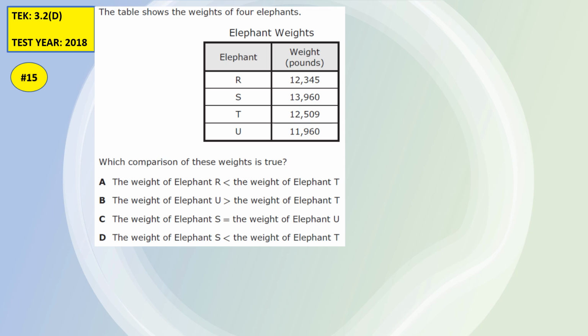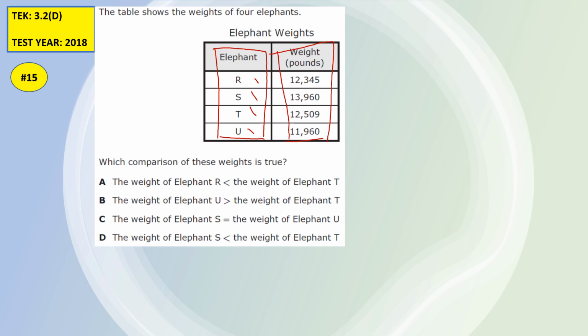15 says, the table shows the weights of 4 elephants. So on this side, you have the elephant names, which is elephant R, elephant S, elephant T, and elephant U. And on this side, you have their weight in pounds. Elephant R weighs 12,345 pounds. Elephant S weighs 13,960 pounds. Elephant T weighs 12,509 pounds. And elephant U weighs 11,960 pounds.